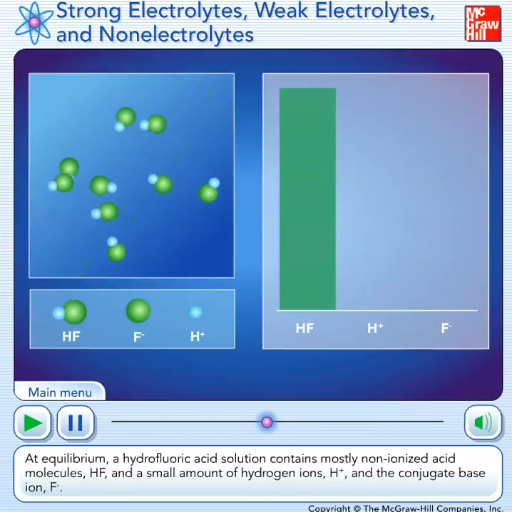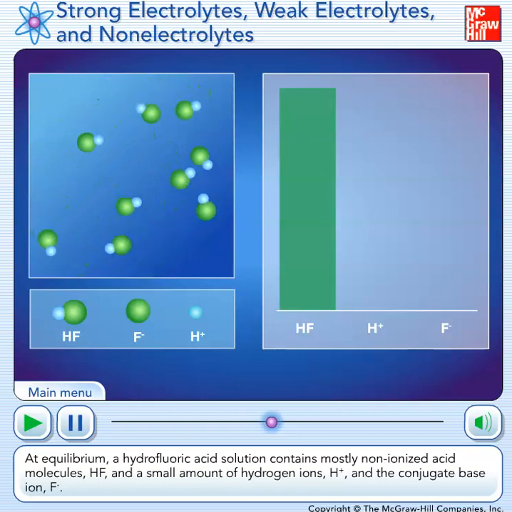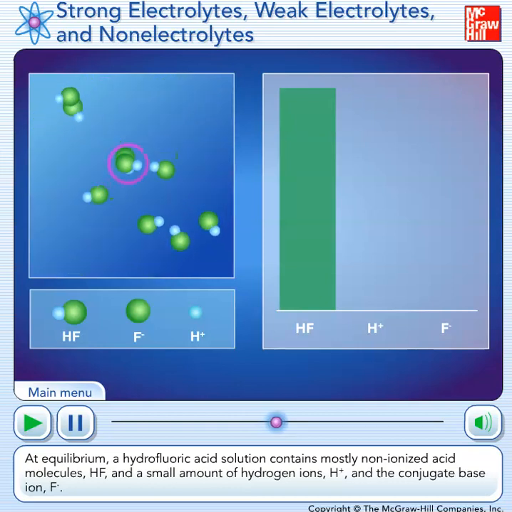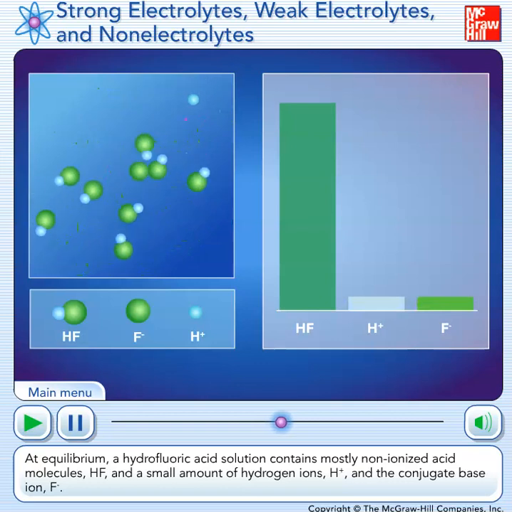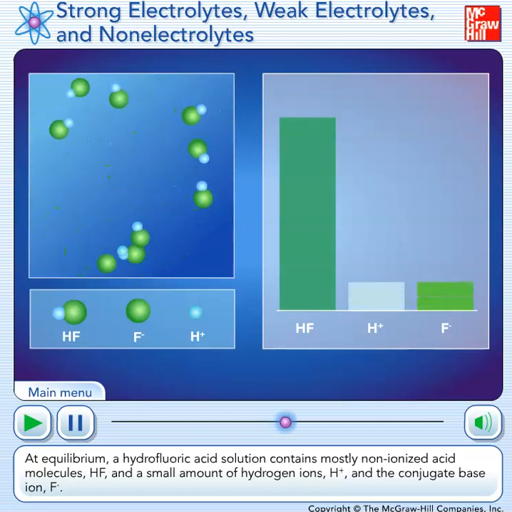At equilibrium, a hydrofluoric acid solution contains mostly non-ionized acid molecules, HF, and a small amount of hydrogen ions, H+, and the conjugate base ion, F-.